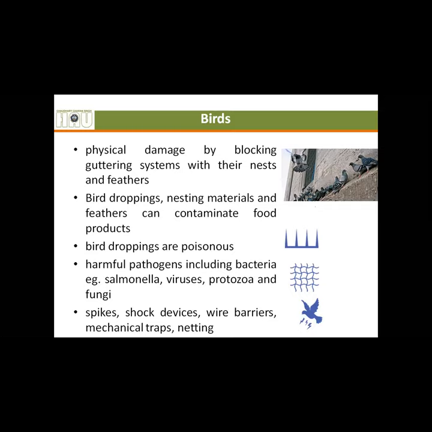So how can we remove all those? You can install spikes, like where the pigeons are sitting in this picture, you can put certain spikes over there. Then they are not able to sit on your outside walls. You can install certain nets over there so that they do not enter your premises. And sometimes people use wire barriers also, mechanical traps also, and some shock devices also.